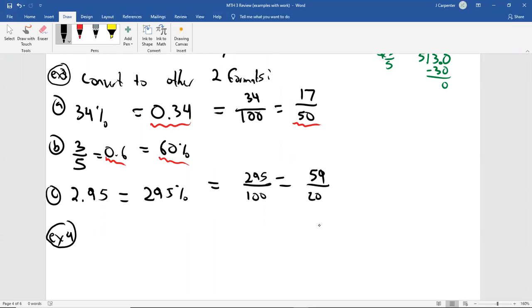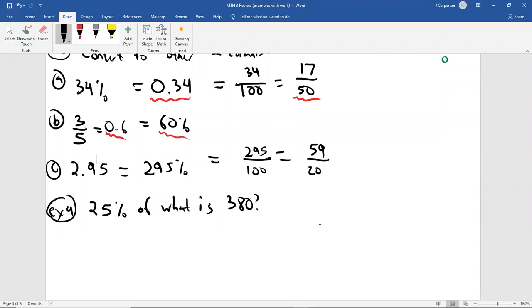All right, and let's say, 25% of what is 380? 25% of what is 380?